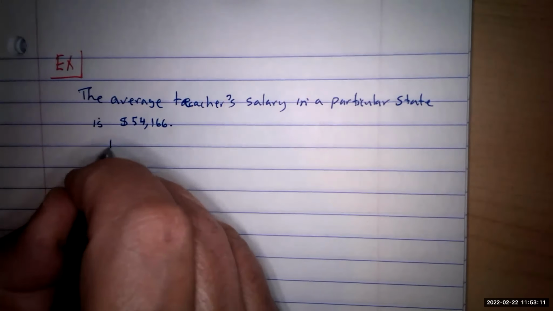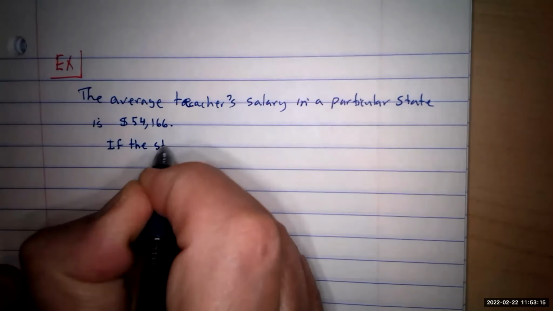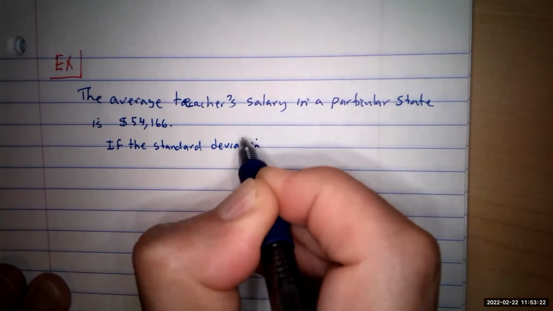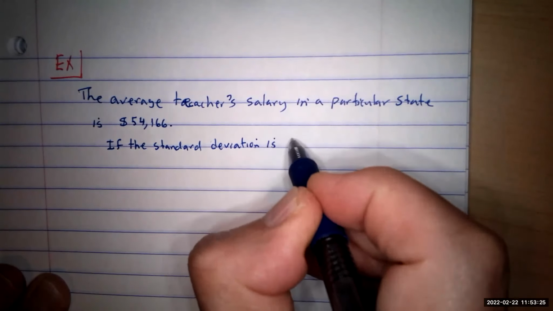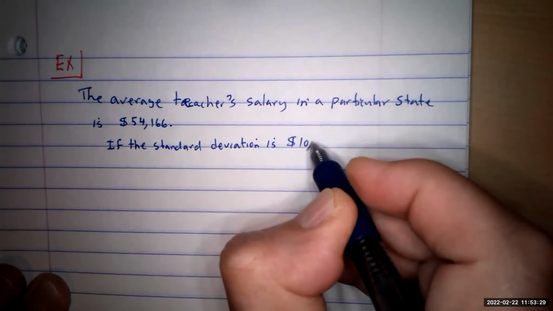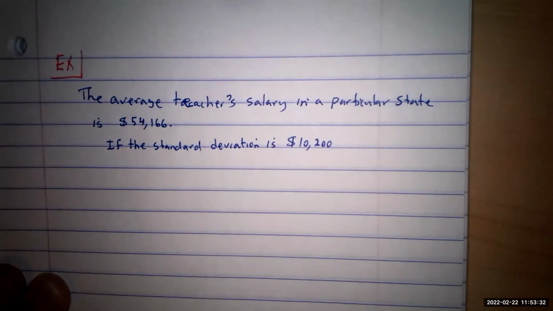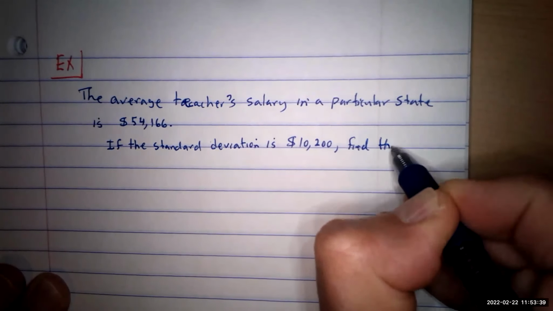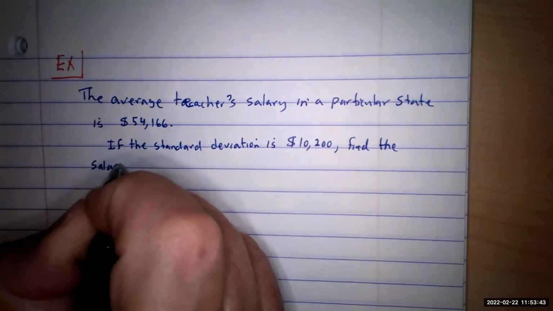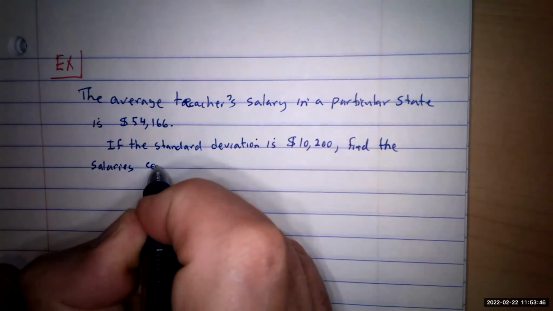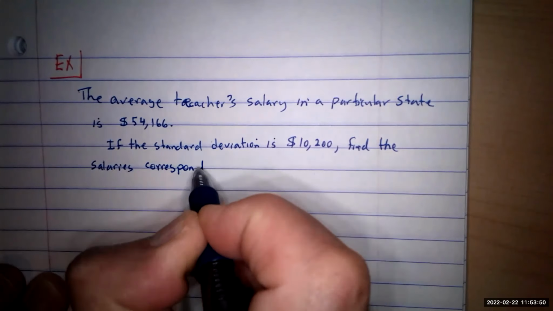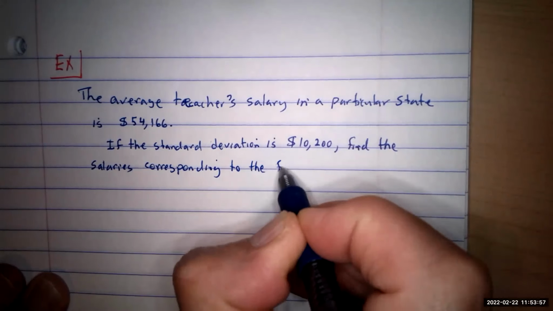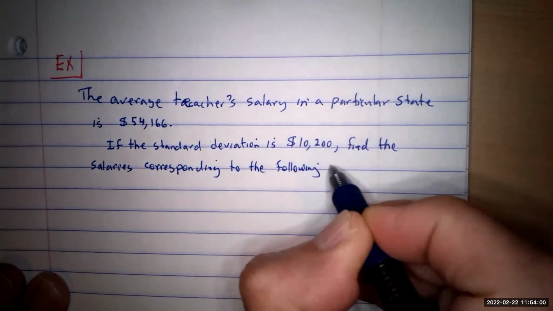So what do you want? If the standard deviation of the salary is $10,200, we want to find the salaries corresponding to the following z-scores. It's the other way around.